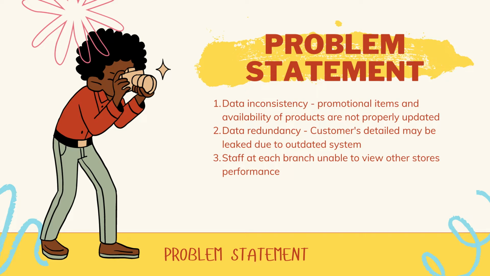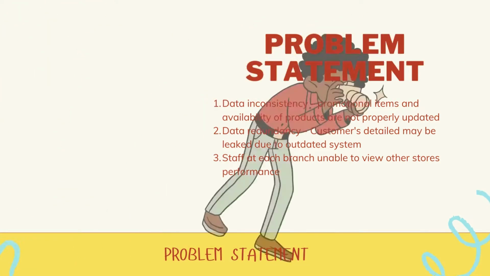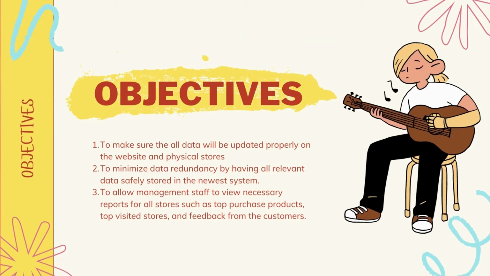Second is data redundancy. For Starbucks customers, they get a card and they can register at the app to get some points. But customers' details may be leaked due to an outdated system. Third, as we know, Starbucks has a lot of branches, but staff at each branch are unable to view other stores' performance. So next is the objective.